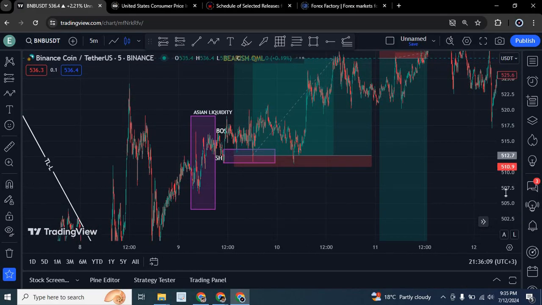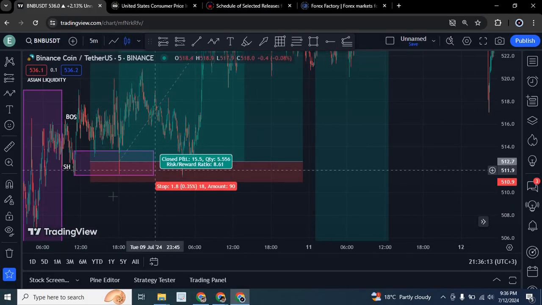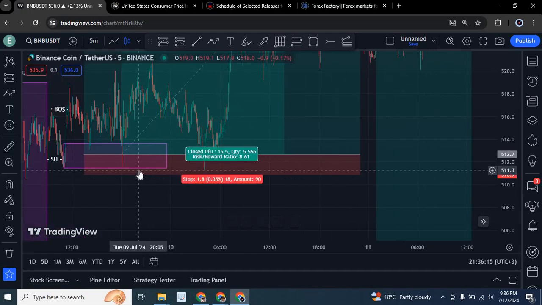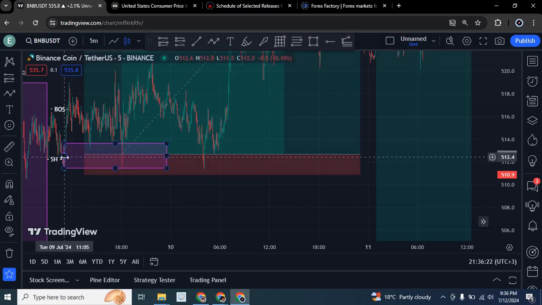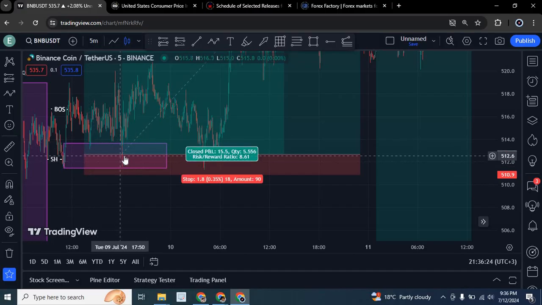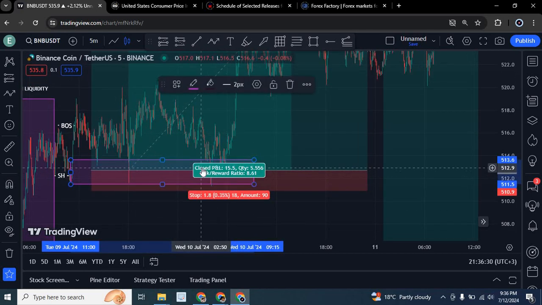But this is what I was saying. This was a Quasimodo level. This is also a type of POI. This was a Quasimodo level from this point, and as you can see, it was retested twice. Retested first on this zone, I wasn't triggered because I always take 50%. Then it retested the second time on this point right here. Then it retested the third time. If I extend this, it retested the third time.